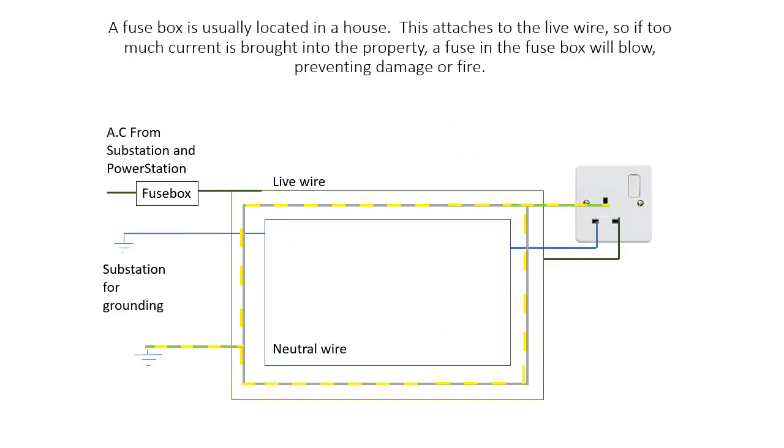A fuse box is usually located in a house. We attach this to the live wire, so if too much current is brought into a property, the fuse will blow, and this again will prevent damage or fire.